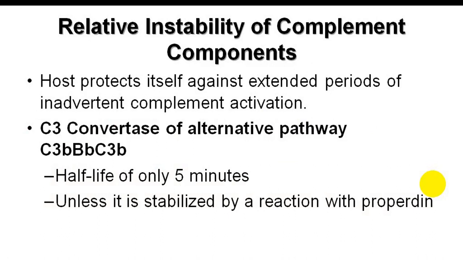So, relative instability of complement components. The host protects itself against extended periods of inadvertent complement activation. The host will never allow inadvertent complement activation for an extended period. Why? If this happens for an extended period, it is likely that even the host cell will undergo complement mediated lysis. And as a checkpoint, the C3 convertase of the alternative pathway, C3bBb, has a half-life of only 5 minutes. Of course, this will get degraded within 5 minutes unless it is stabilized by a reaction with properdin. So properdin is very important in regulation of the C3 convertase of the alternative pathway. Without properdin stabilization, the C3 convertase of the alternative pathway will be immediately degraded without causing further damage, since it has a half-life of only 5 minutes.